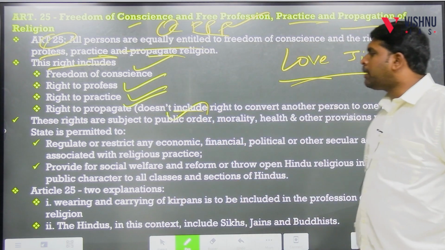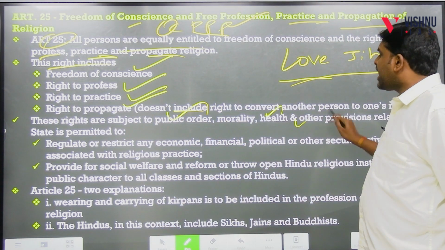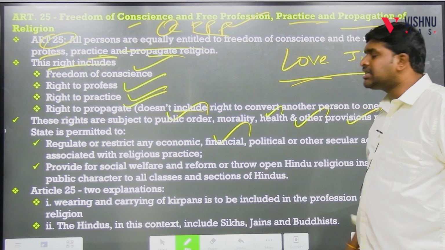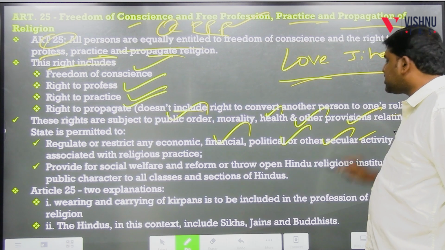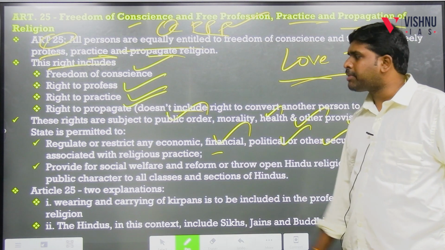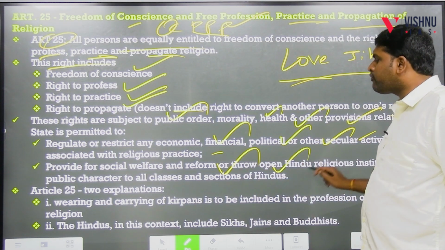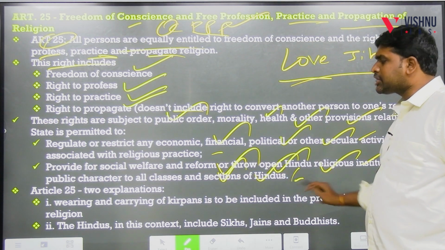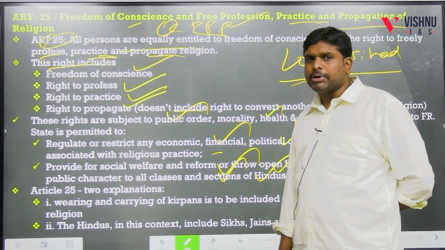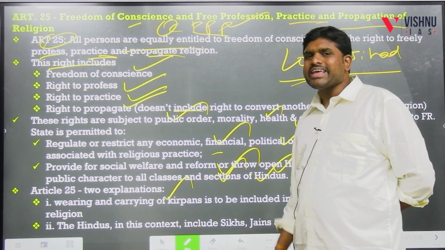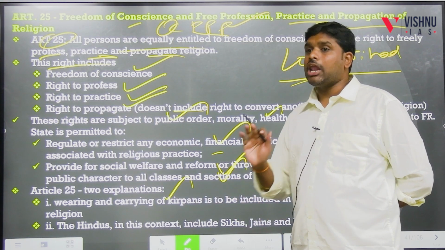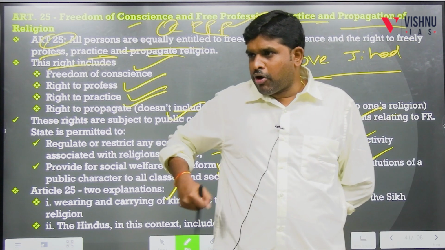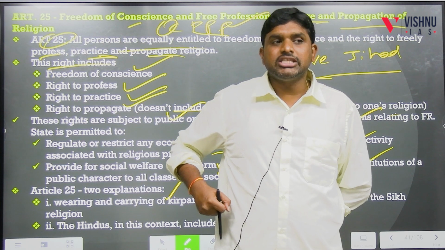These rights are subject to public order, morality, health and other provisions related to fundamental rights. The State is permitted to regulate or restrict any economic, financial, political or other secular activity associated with religious practice. It can provide for social welfare, reform, or throw open Hindu religious institutions of a public character to all classes and sections of Hindus. There are two things with respect to Article 25: wearing and carrying a kripan, a small knife, is allowed for Sikhs.